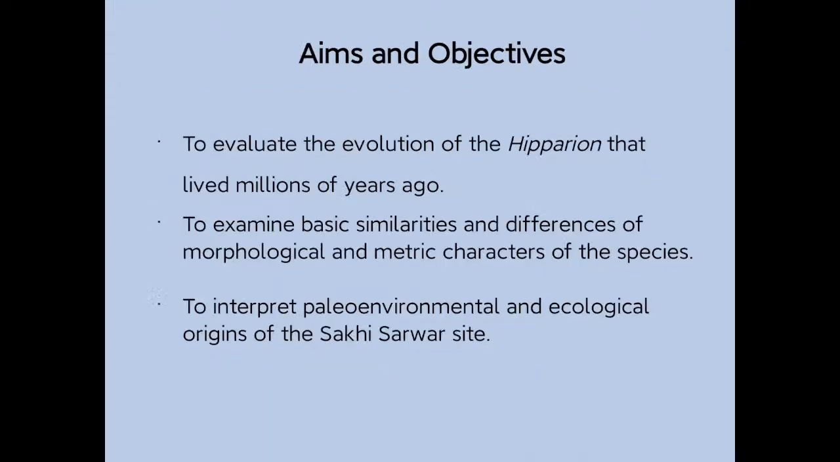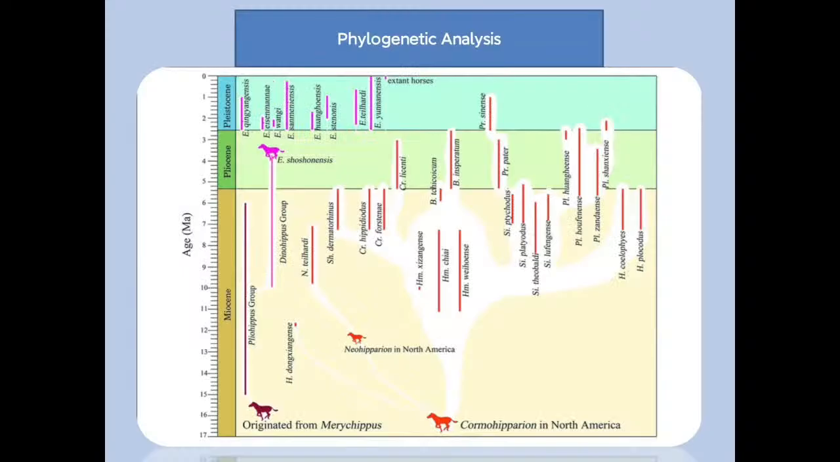Our aims and objectives to work in the Sakhi Sarwar area are to evaluate the evolution of Hipparion that lived millions of years ago, to examine basic similarities and differences of morphological and metric characters of species in the whole world, and to interpret paleoenvironment and ecological origins of the Sakhi Sarwar site and the Sulaiman range of Pakistan. This is the phylogenetic analysis of our Hipparion fauna that was discussed in 2021 by China.